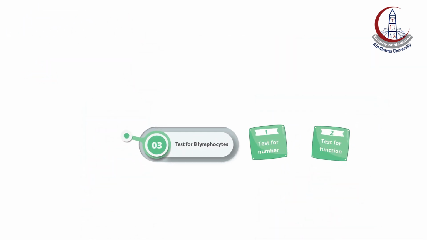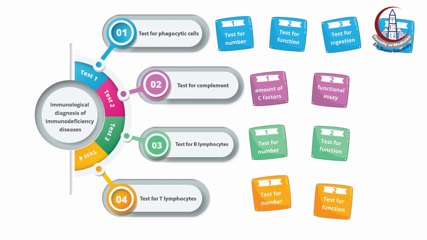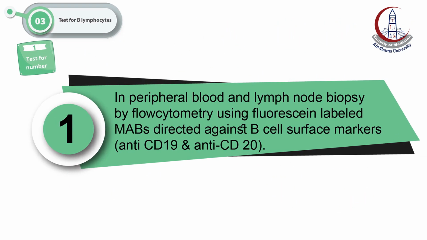We now move on to tests for B lymphocytes. Again, we go with the system of testing for first defects in number and then defects in function. How do we test for the number of B lymphocytes? In the peripheral blood and the lymph node biopsies, we do this by, again, flow cytometry. This time using fluorescein-labeled monoclonal antibodies directed against certain specific B cell surface markers. Two very important B cell surface markers are CD19 and CD20. So we use antibodies to CD19 and CD20 fluorescently labeled.